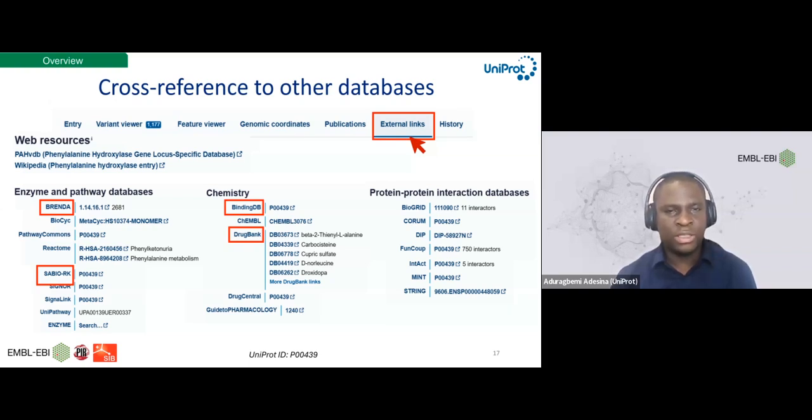But something else I want to point your attention to is the external links. UniProt has more than 180 cross references to other databases. Some of them are valuable for enzymes, and some of them have been highlighted here in red. We can go to BRENDA and SABIO-RK, and BindingDB. We also have a cross reference to ChEMBL and DrugBank for enzymes or proteins that are involved and that have active drugs against them.